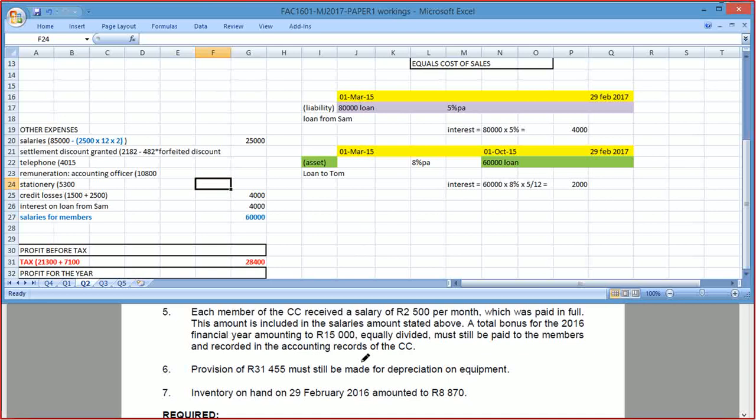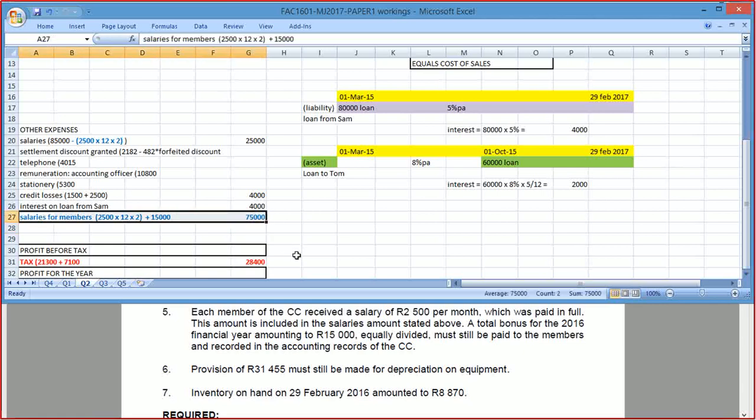6. Provision. Oh, I forgot the bonus. A total bonus for 2016 financial year amounted to 15, equally divided, must be paid to members and recorded in the accounting records. So what I did is I added 7.5 to each person. Correct. Plus 15. Right, like that. You see that? Yes. Add the bonus. Good.